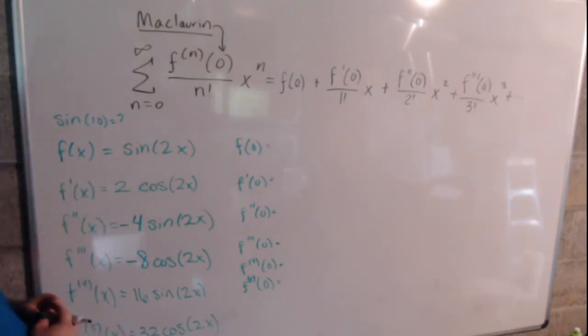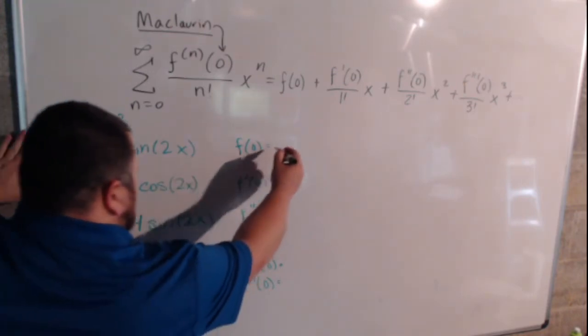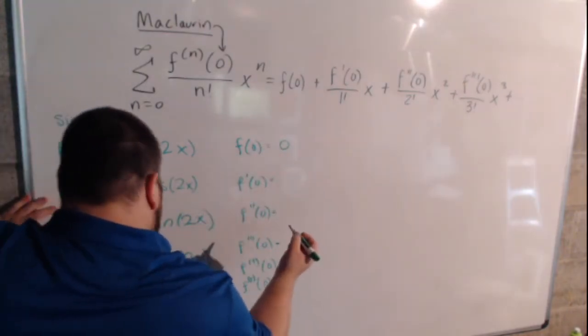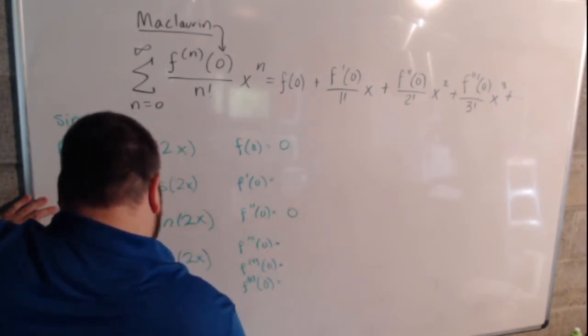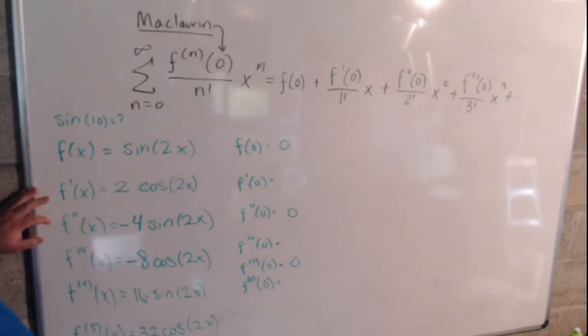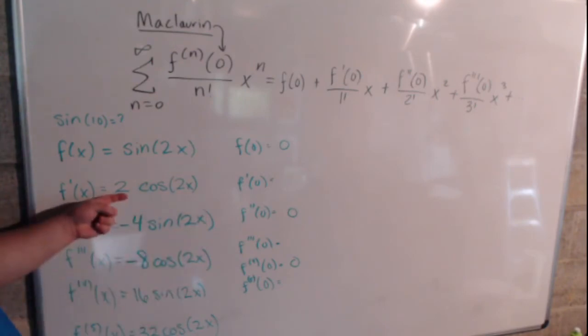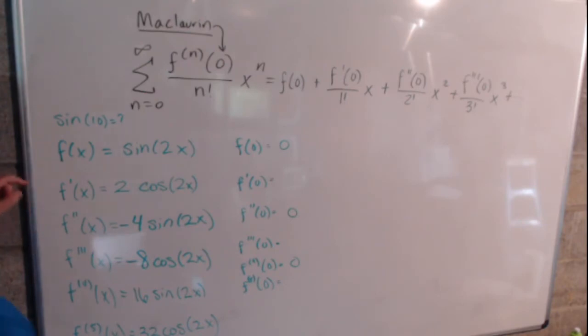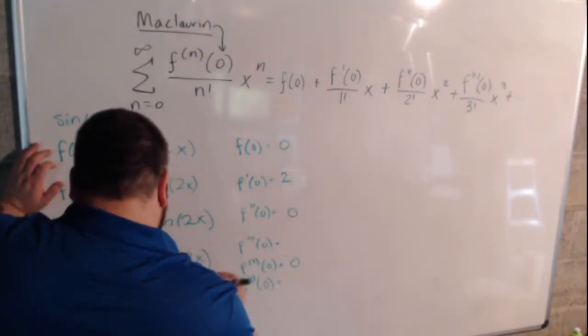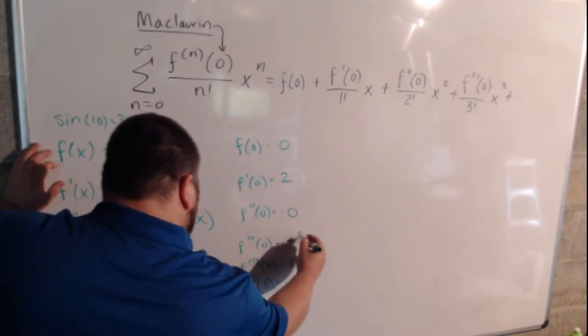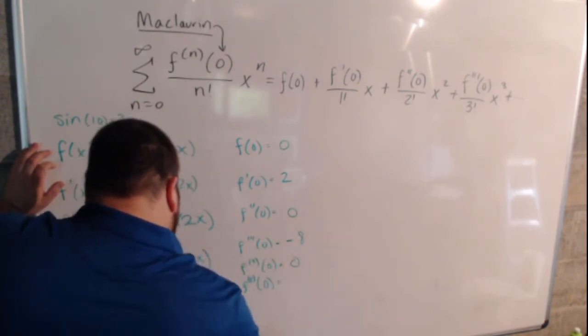So now you might see why I went an extra term, because any one of these that has a sine function in it, when I plug in 0, it's going to go to 0. So the first, the second derivative, and the fourth derivative are all 0. Then any of them that are cosine of 0 is 1. So again, we would get the coefficients out of those. So the first derivative, we would get 2. Third derivative, we would get -8. And the fifth derivative, we would get 32.